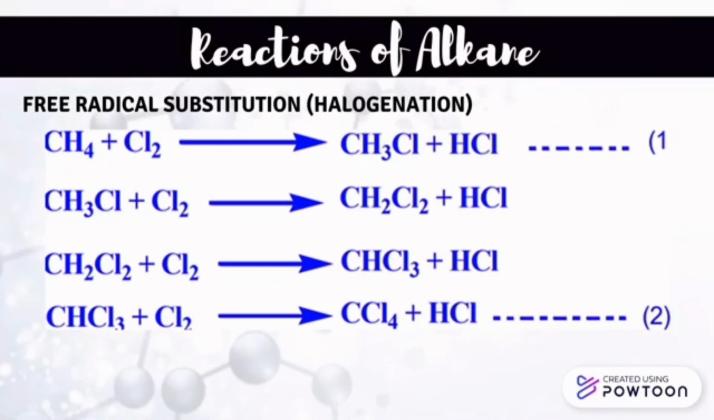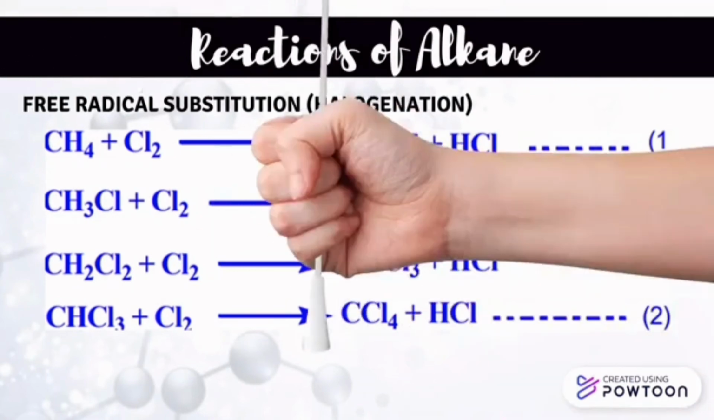Number 1 shows excess methane reacting with a limited supply of chlorine and producing a major product, which is chloromethane, CH3Cl. Number 2 shows excess chlorine reacting with methane. The major product that has been produced is tetrachloromethane, CCl4.